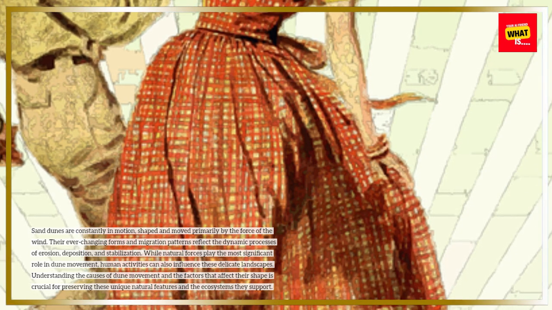Conclusion. Sand dunes are constantly in motion, shaped and moved primarily by the force of the wind. Their ever-changing forms and migration patterns reflect the dynamic processes of erosion, deposition, and stabilization. While natural forces play the most significant role in dune movement, human activities can also influence these delicate landscapes. Understanding the causes of dune movement and the factors that affect their shape is crucial for preserving these unique natural features and the ecosystems they support.